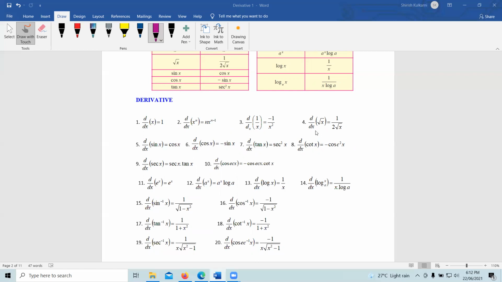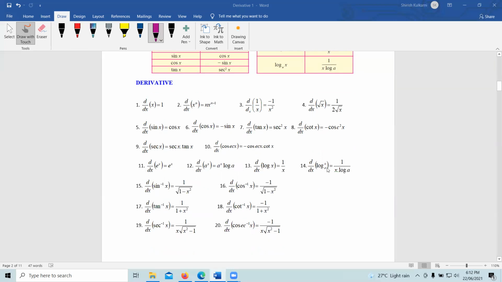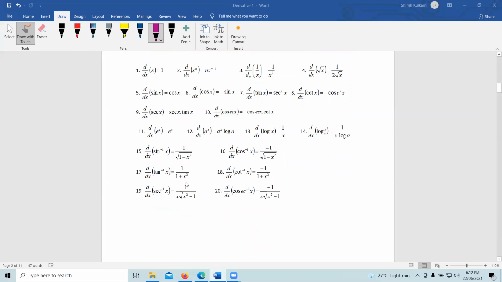Means this is the algebraic form, then this is the trigonometric form. There are a total of 6 trigonometric ratios. Means this is the exponential form. Then inverse, there are a total of 6 inverse trigonometric functions. You have to remember all these formulas.